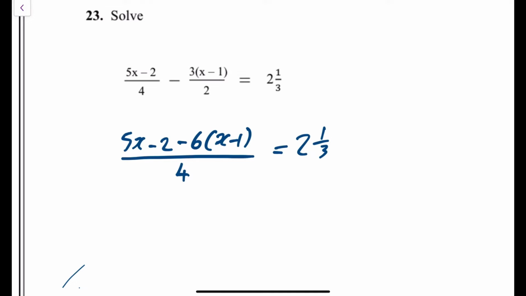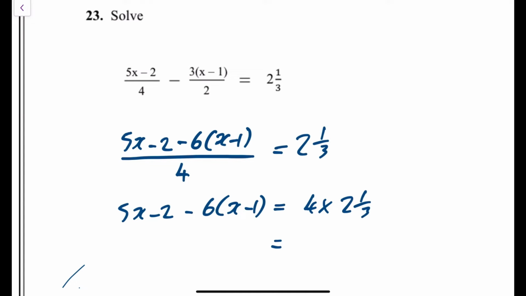So again, what I would do is just cross multiply. So we have 5x minus 2, then minus 6 upon x minus 1 is equal to 4 times 2 and 1/3. So if we do that, and you can do that on your calculator and see what you get. So you had 4 times 2 and 1/3, and that gives me 28 over 3. And we'll just leave it at that for a wee second.